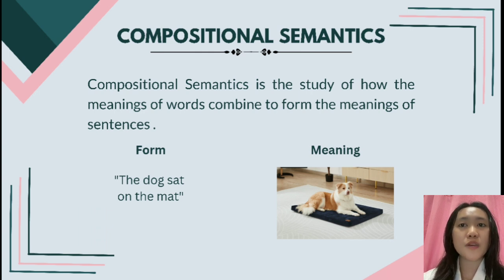The dog in the picture represents the word dog in the sentence. The action of sitting, or the dog sitting on the mat, corresponds to the verb sat. The mat in the picture represents the word mat in the sentence. By looking at the picture and understanding the structure of the sentence, you know that the dog is the one sitting, and the mat is the place where the dog is sitting.